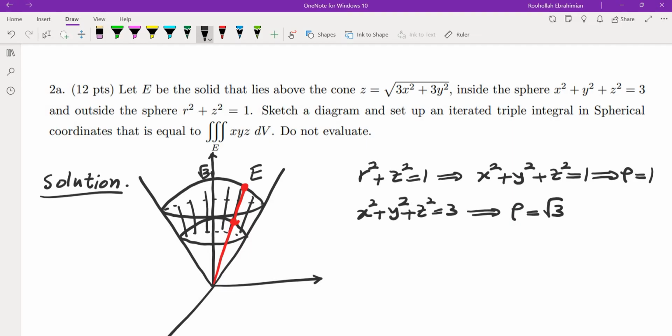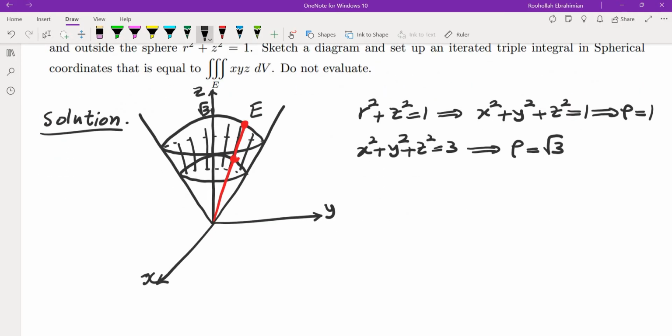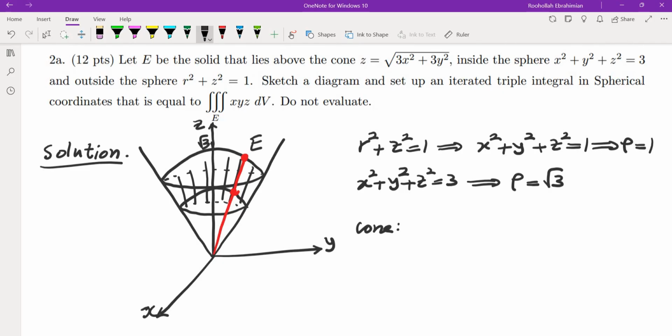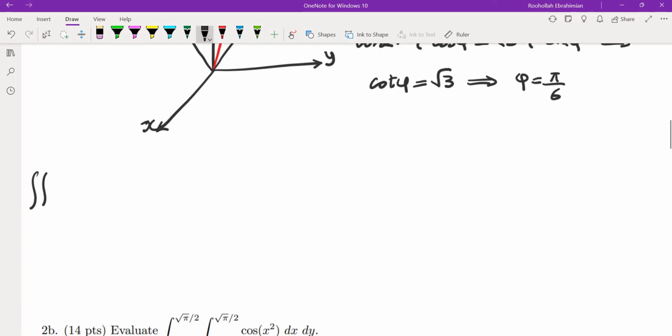Limits of phi would be from 0 to the cone. So we'll have to turn the cone, which is z, which is rho cosine of phi, equals root 3 times r, which is rho sine of phi. So this gives us cotangent of phi is equal to root 3, which means phi is pi over 6. So that's the largest value of phi. So now we are ready to set up the triple integral.